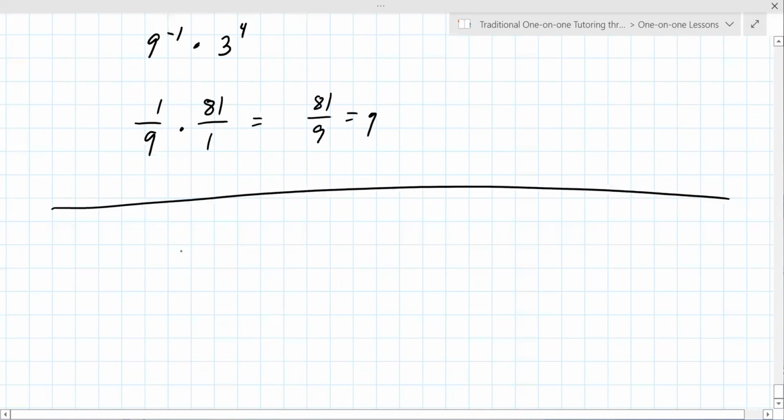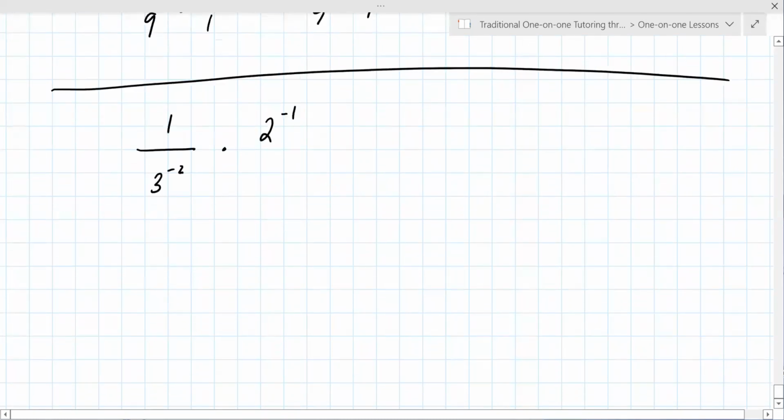Let's say it's 1/3 to the -2 times 2 to the -1. So I'd bring that -2 to the numerator, and it'd be 9 over just 1. Yep, that's fine. And then I bring that 2 to the denominator, and I just multiply from there. So it'd be 9/2. Okay, good.